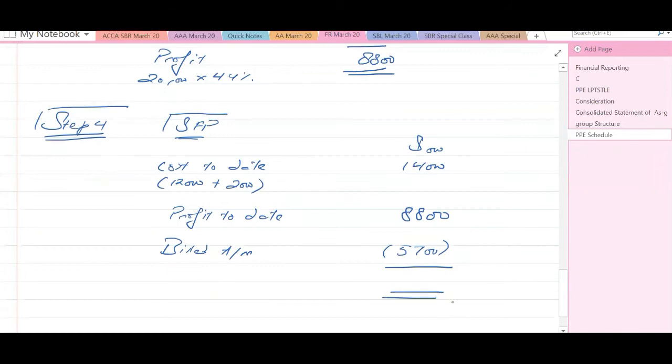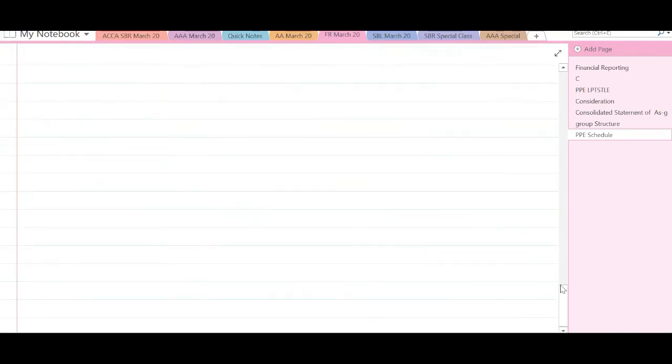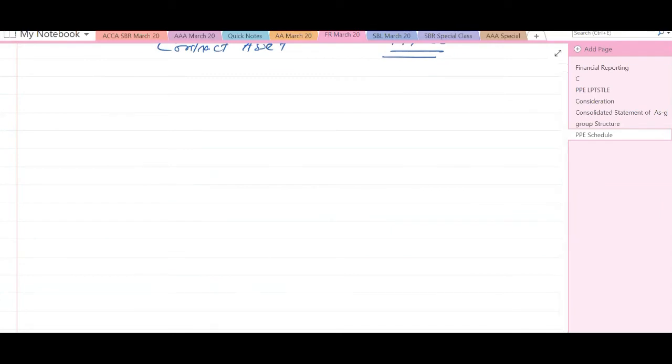Now we can calculate whether they have the contract asset or what. 14,000 plus 8,800 minus 5,700. 17,100 in positive, which means it's the contract asset. Should be recorded in the statement of financial position. Okay, now we are done with this.